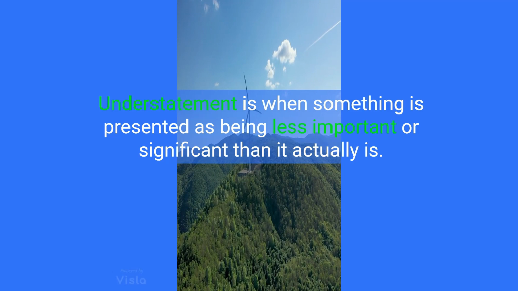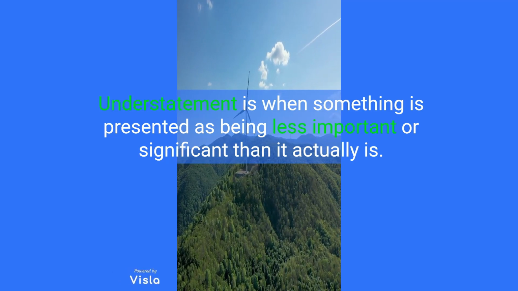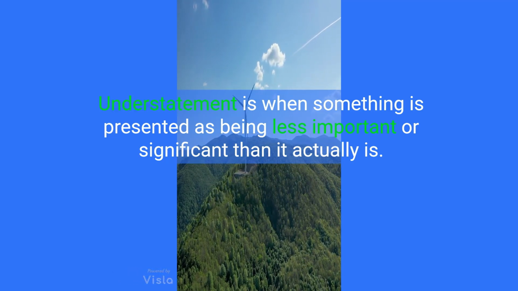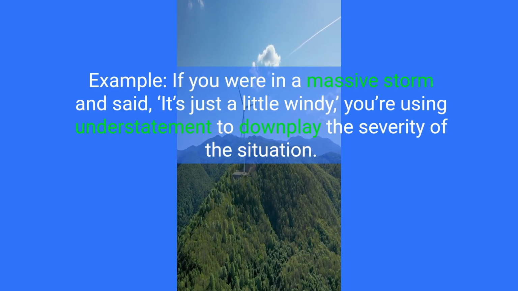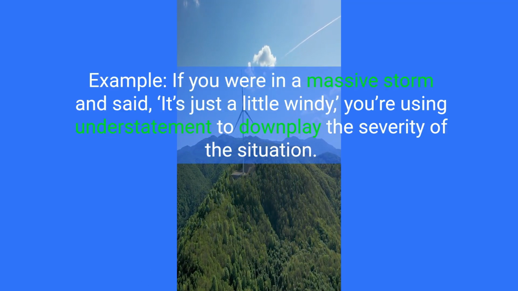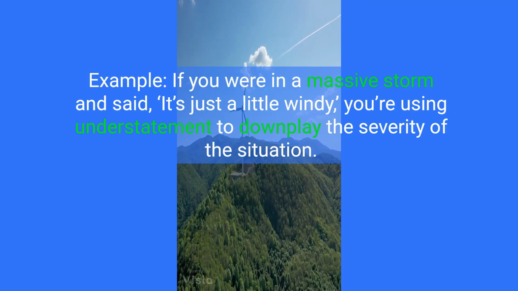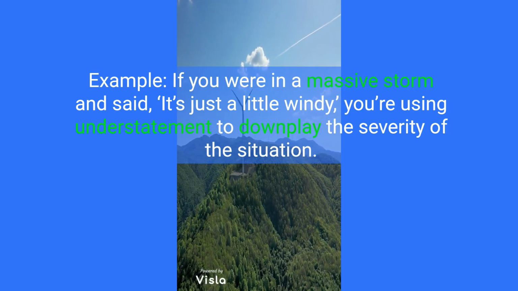Understatement is when something is presented as being less important or significant than it actually is. Example, if you were in a massive storm and said, "It's just a little windy," you're using understatement to downplay the severity of the situation.